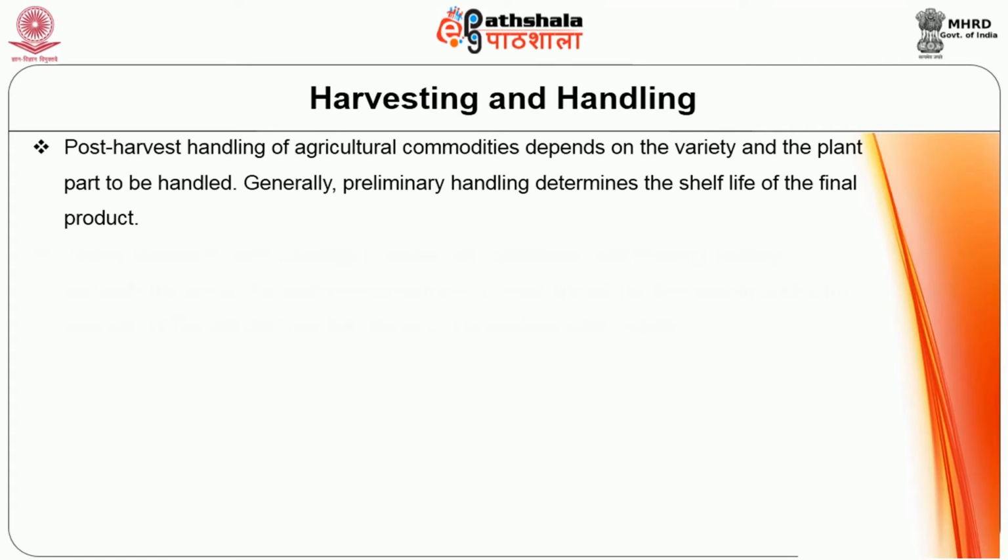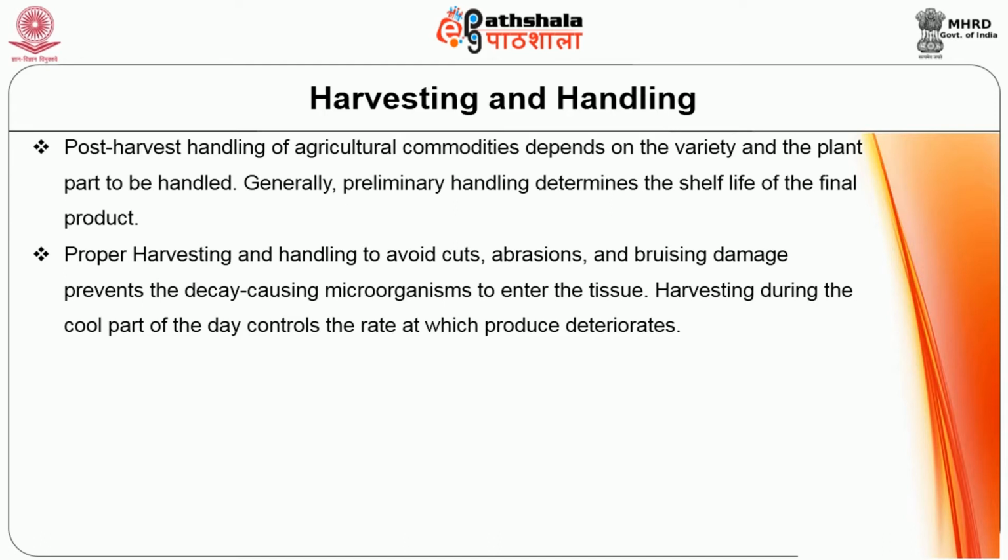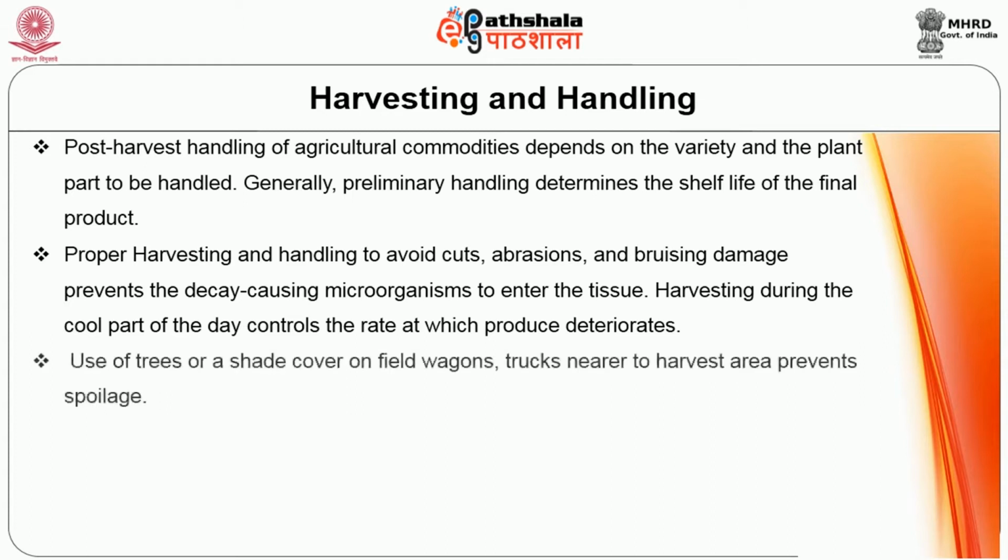Post-harvest handling of agricultural commodities depends on the variety and the plant part to be handled. Generally, preliminary handling determines the shelf life of the final product. Proper harvesting and handling to avoid cuts, abrasions and bruising damage prevents the decay-causing microorganisms from entering the tissue. Harvesting during the cool part of the day controls the rate at which the produce deteriorates. Use of trees or a shade cover in the field, and wagons or trucks nearer to the harvest area, prevents spoilage.